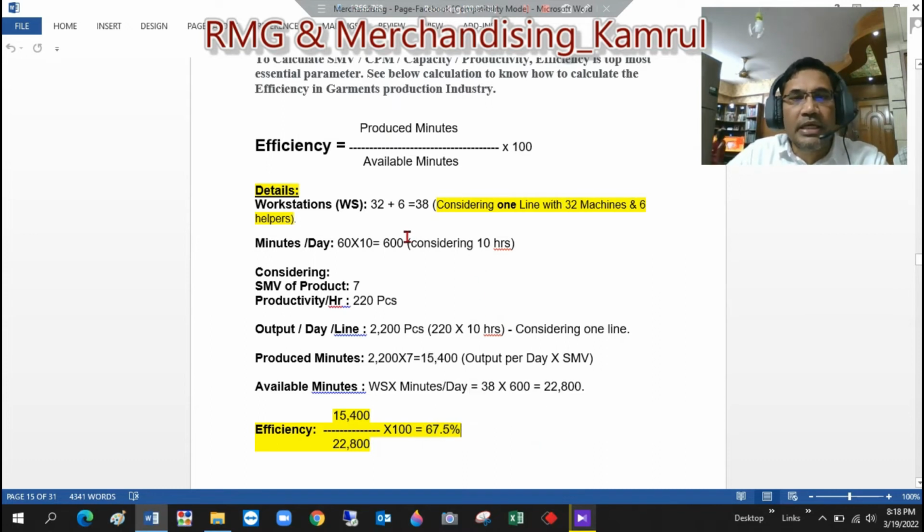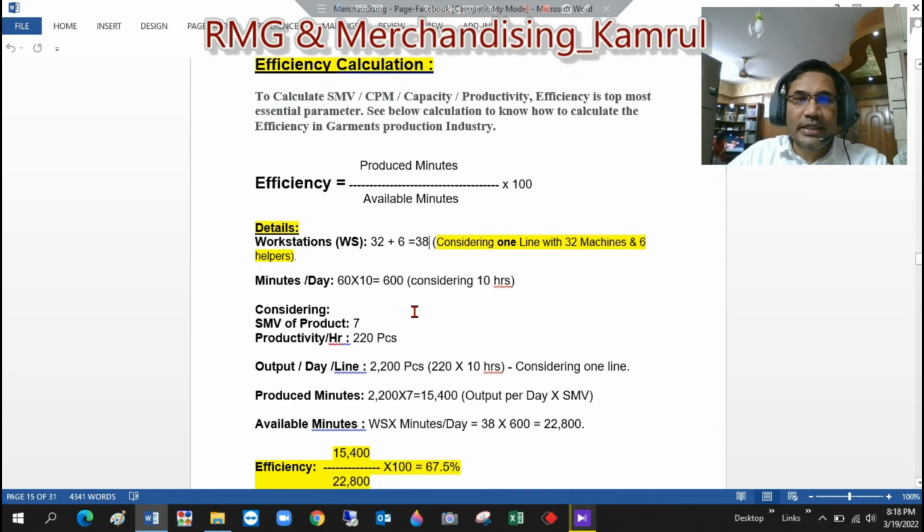The same way we can calculate for woven also. For woven there are 60 machines and 10 helpers, so it would be 70 workstations. See here, we have considered one particular line. The same way you can multiply, it might be 10 lines, 15 lines, even 20 lines, 50 lines of a particular factory. If a factory contains, say, 20 lines, we have to take the average SMV of those 20 lines, the average productivity of those 20 lines, then the workstations. Using all of these, we can calculate the efficiency in a very easy way. So I think you have got a clear idea.